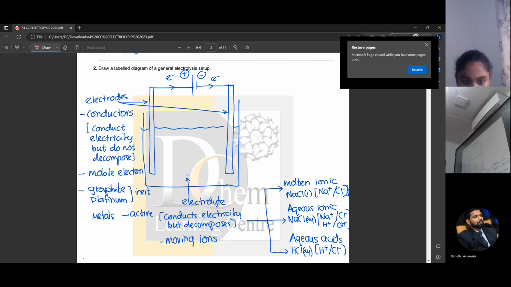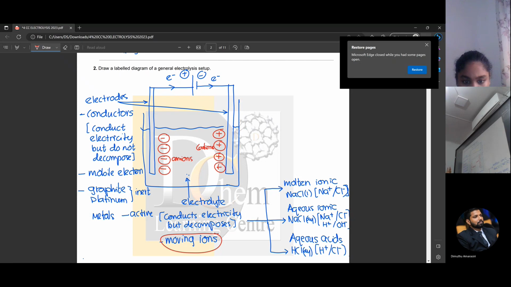Okay, so let's move into the other part of this diagram. Now the electrolyte has ions, as we said, moving ions. Then surely the positive end will attract which ions? Negative ions. Negative ions are called anions. And the negative end will attract cations. So the anions are attracted by the anode.